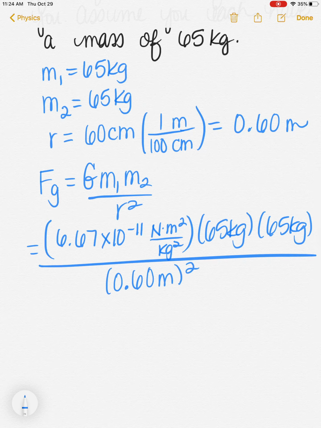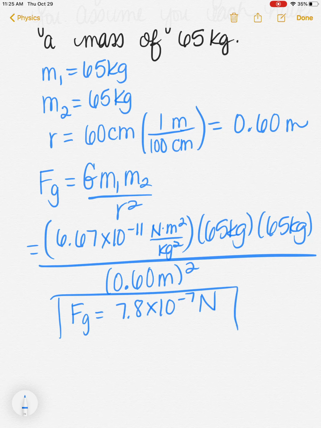The number one mistake that I see people make here is only squaring the radius, not the entire function. So please be diligent in how you use your parentheses and order of operations on your calculator. When you plug that in, if you have done this properly, you should get a value of 7.8 times 10 to the negative 7th, and your unit label here will be newtons because this is a force.